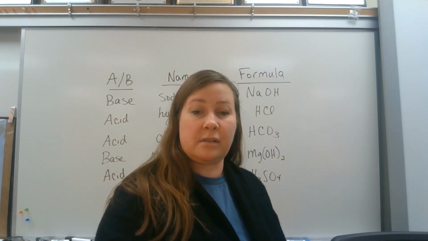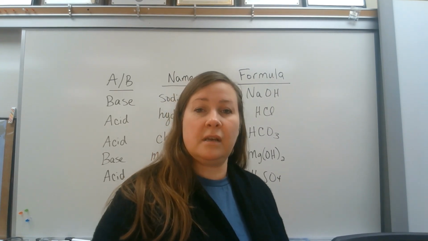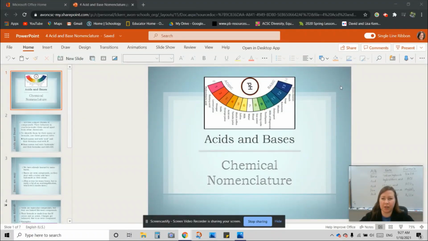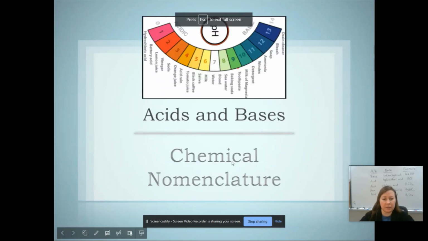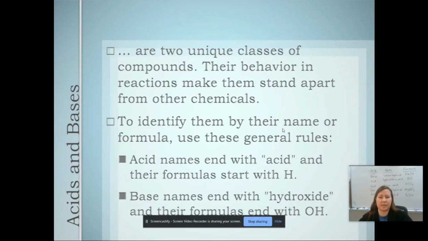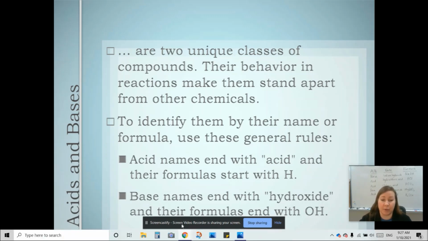So let's talk about how you decide what the formula is and what the name is for acids and bases. Acids and bases are two unique classes of compounds. Their behavior and reactions make them stand apart from other chemicals, and because of that, they've got different ways of being named. To identify them by their name or formula, use these general rules. An acid name ends with the word acid, as you saw in those examples, and their formula starts with H, and you can see some examples behind me. All the ones that end in the word acid start with H.